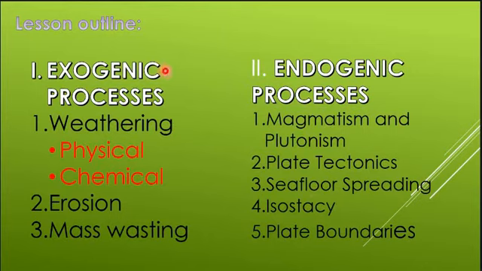Anyway, just to give you an outline for this lesson, we have exogenic processes and endogenic processes. But for this video, we will be focusing on exogenic processes. Under exogenic processes, we have weathering, and we have two types of weathering, physical and chemical weathering, and then we also have erosion, and last is mass wasting. For the next video na isasend ko sa inyo, we have endogenic processes, so mas mahaba yon. This includes magmatism and plutonism, plate tectonics, seafloor spreading, isostasy, and plate boundaries.